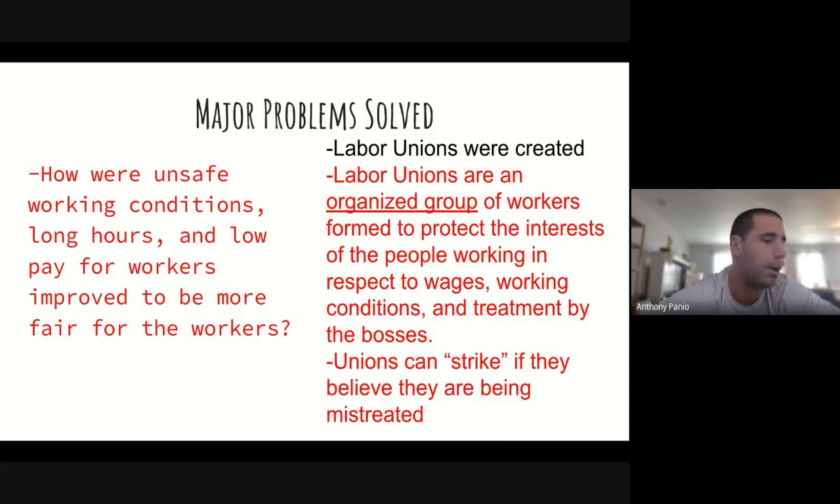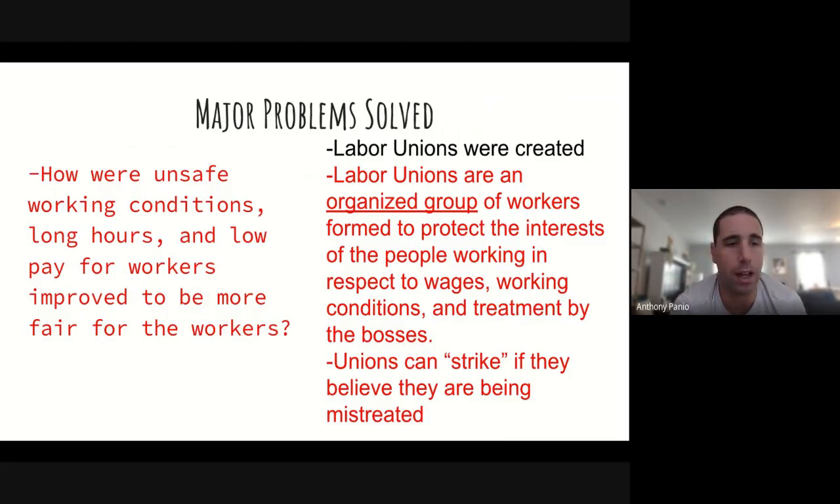We know about how the captains of industry often took advantage of their workers. Many workers did not have a minimum wage, they did not get paid a good amount of money, and they often worked very long hours. All right, so let's look at why.